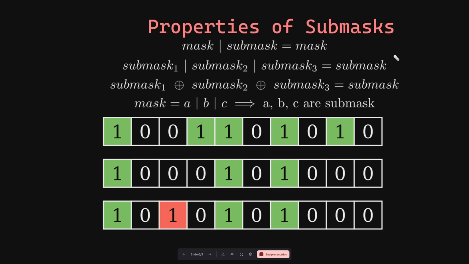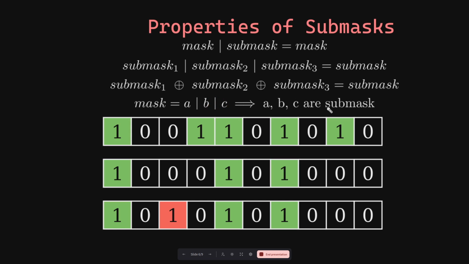Next, if you combine two submasks using the bitwise OR operator or the bitwise XOR operator, the resulting number would be a submask. I leave the proof of this up to you. Finally, another important result is that if a mask can be represented as bitwise OR of some integers, then it is compulsory that all of these elements are submasks as well.